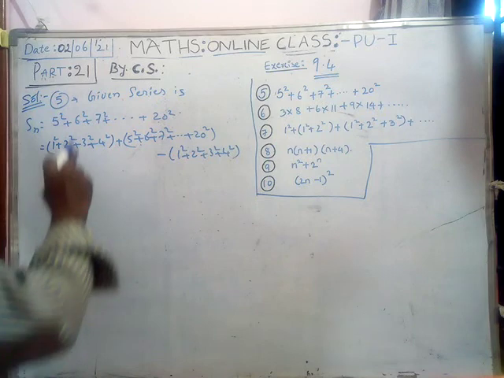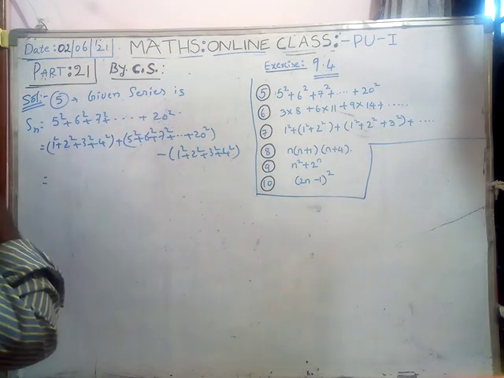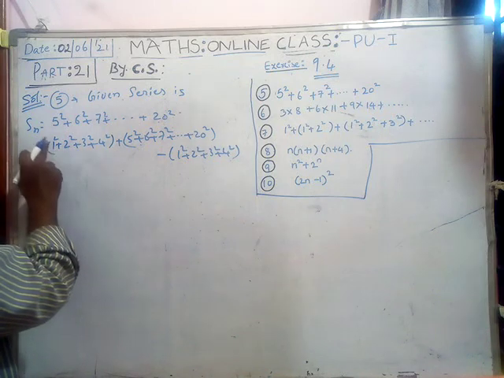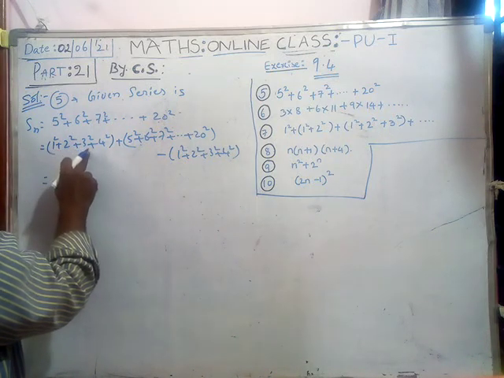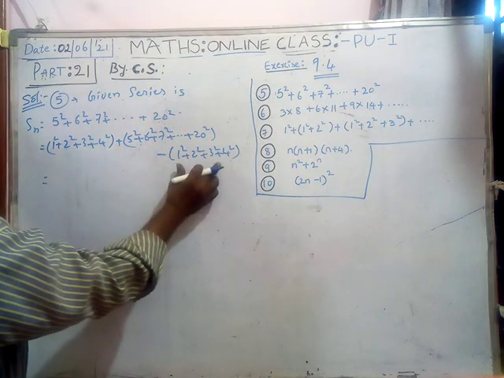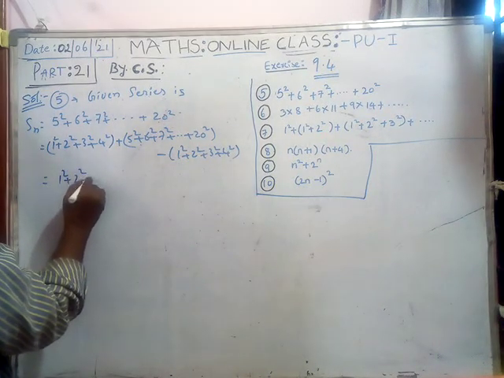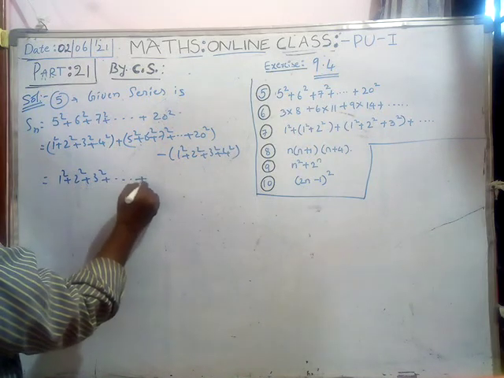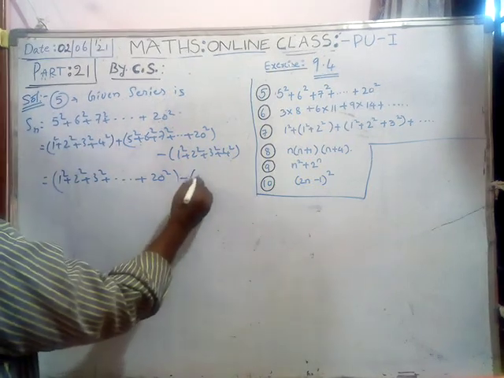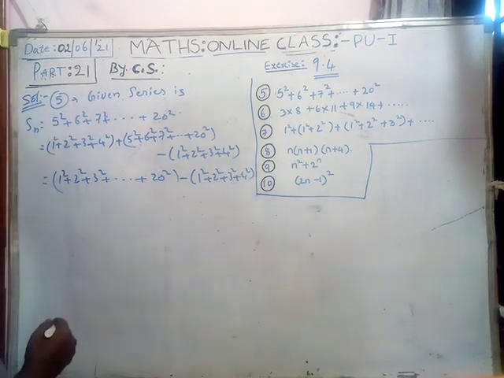You see here, the given series is 5 square plus 6 square plus 7 square up to 20 square. Let it be Sn. I am adding 1 square plus 2 square plus 3 square plus 4 square to the given series. We are adding and we are subtracting here. Same thing. So this can be 1 square plus 2 square plus 3 square plus dash dash plus up to 20 square, minus of 1 square plus 2 square plus 3 square plus 4 square.